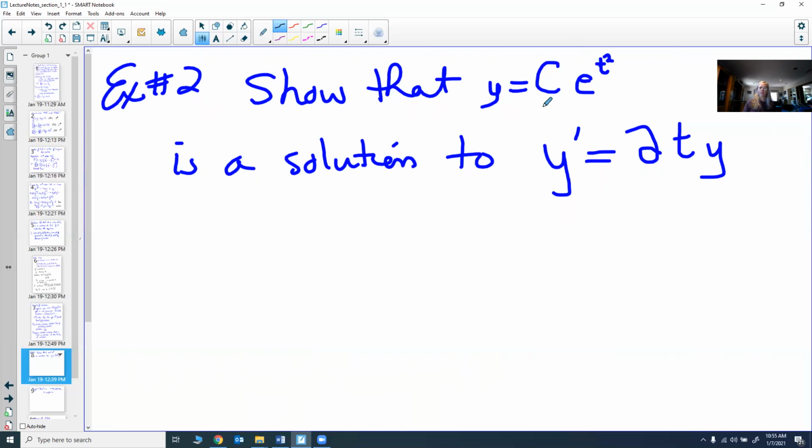So we're going to go ahead and solve this. Again, what that means first is to plug it in. I first need to find the derivative. So I need to find the derivative of y.